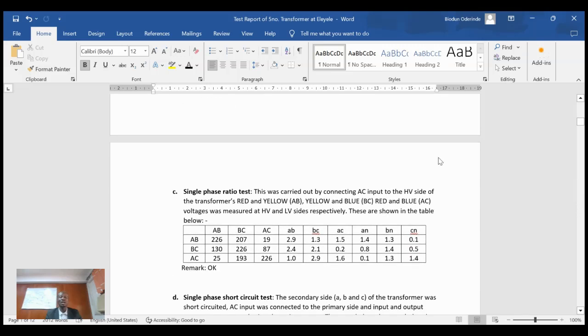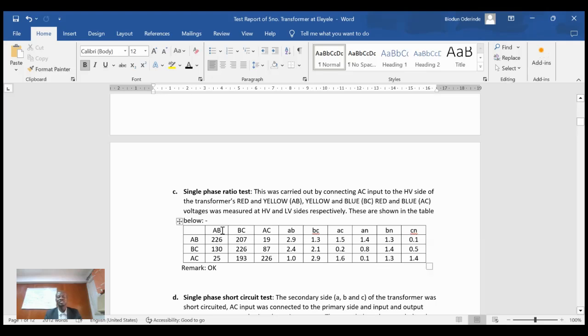The next test we'll talk about now is the ratio test. I said yesterday in my first class that we have single phase ratio test and three phase ratio test. In this class, we'll talk only about single phase ratio test so that it will be clearer. The next class we'll talk about the three phase, how to test three phase. But in this class, we'll be talking about the single phase ratio test.